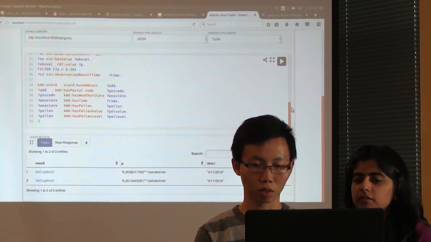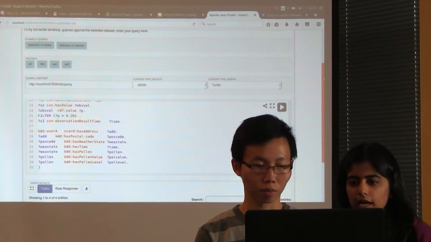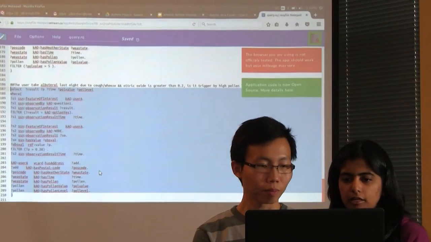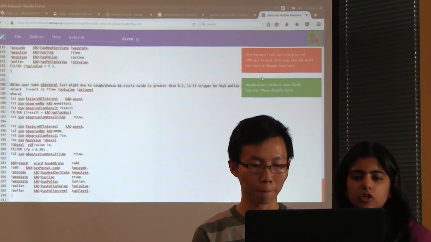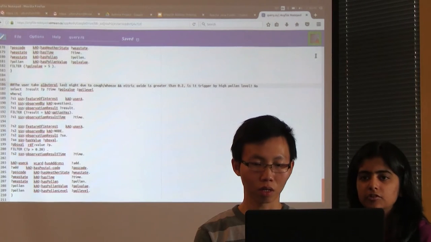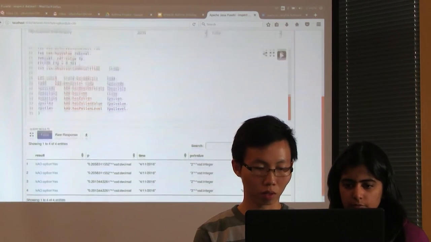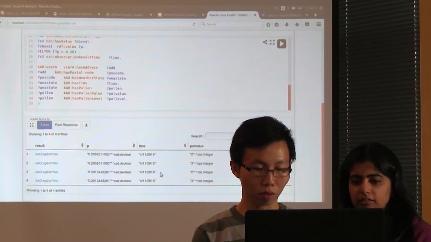So this one gives us the times when the person had high exhaled nitric oxide and had wheeze or cough last night. And pollen is a trigger, so we are checking whether high pollen is the trigger or not. So we get the results.